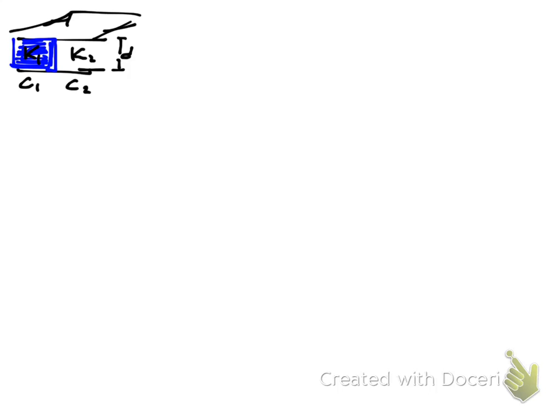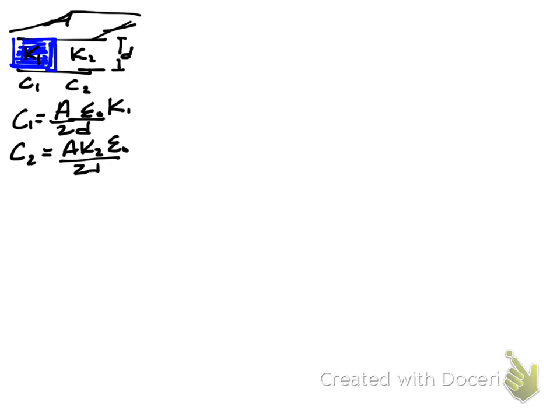So, capacitance 1, parallel plate capacitors, it's A epsilon naught over D, but we have half of A, so A over 2 times epsilon naught over D. But because of that dielectric, we have an extra kappa 1 in there. Same thing for capacitance 2. Capacitance 2 is A times kappa 2 times epsilon naught over 2D, because we have half of the area.